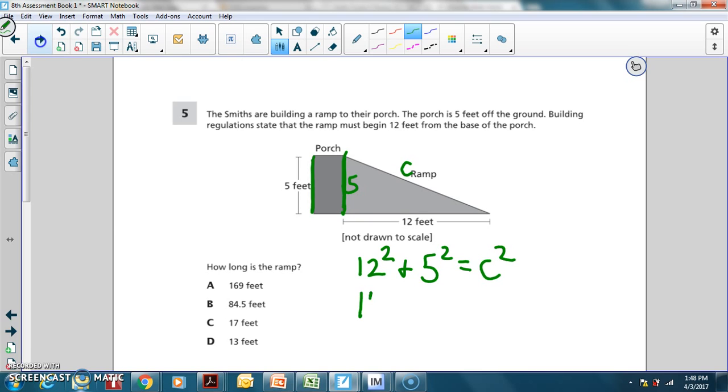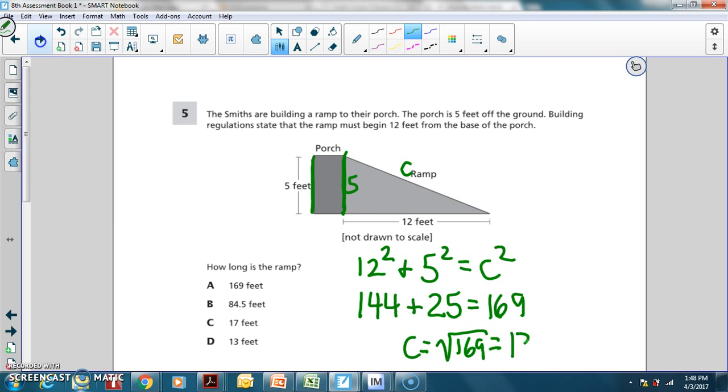Pythagorean theorem. You should have memorized 12 squared is 144, and you should have memorized that 5 squared is 25. You should not need a calculator for this. 144 plus 25 is 169. So C equals square root of 169 equals 13. Also, something you should have memorized. I've been telling you all year.